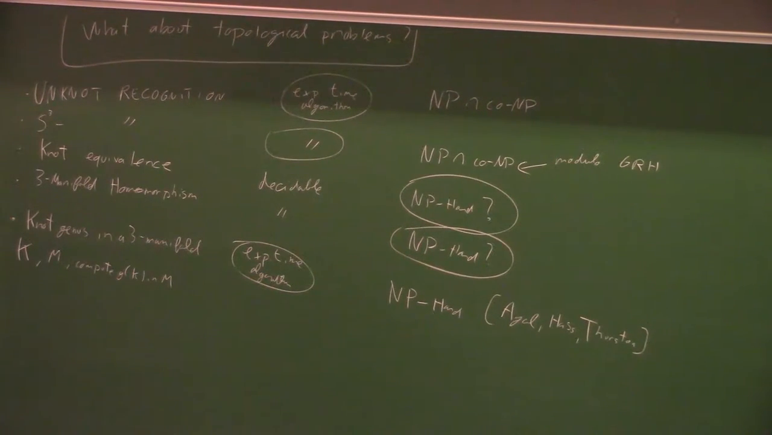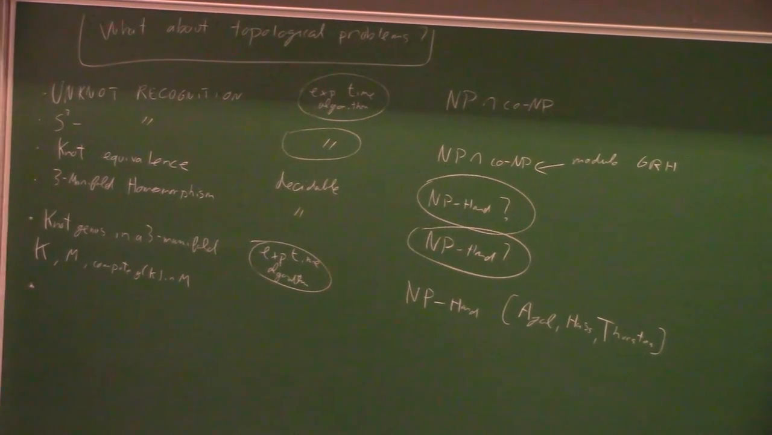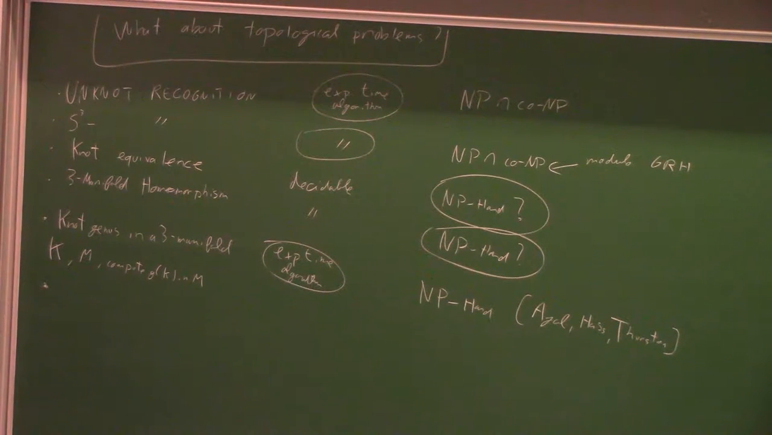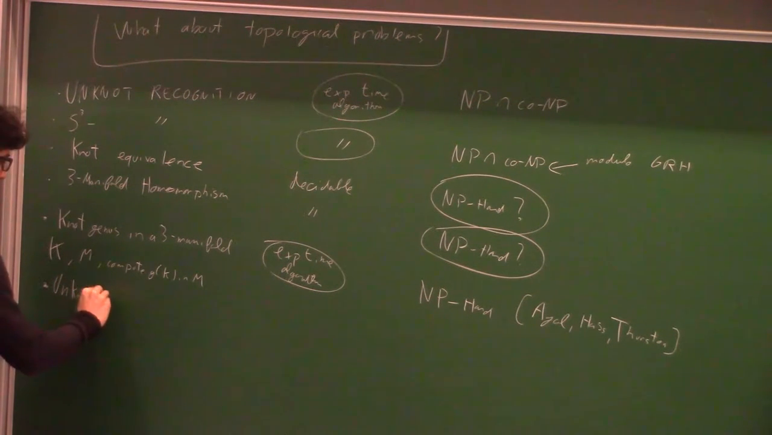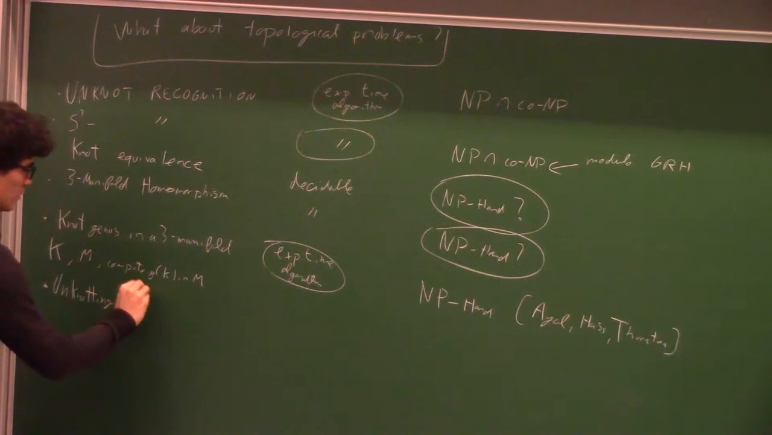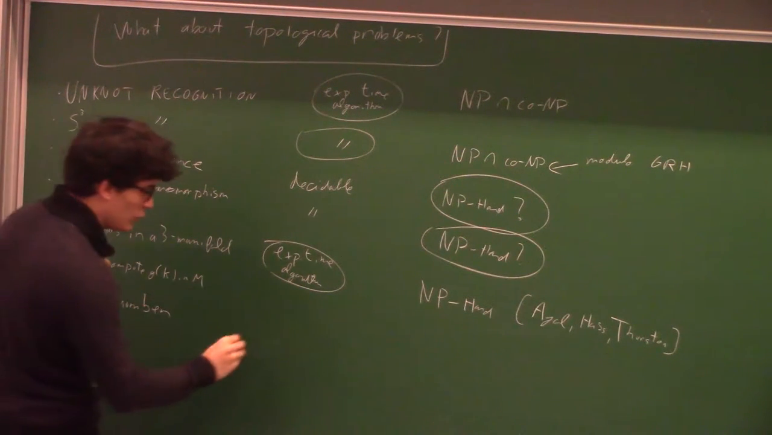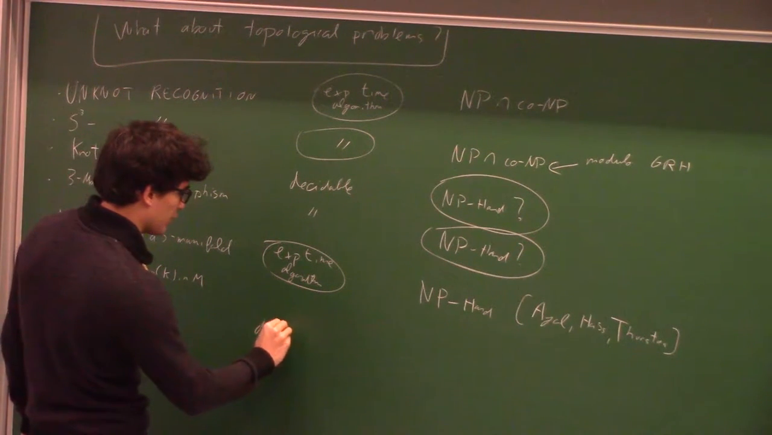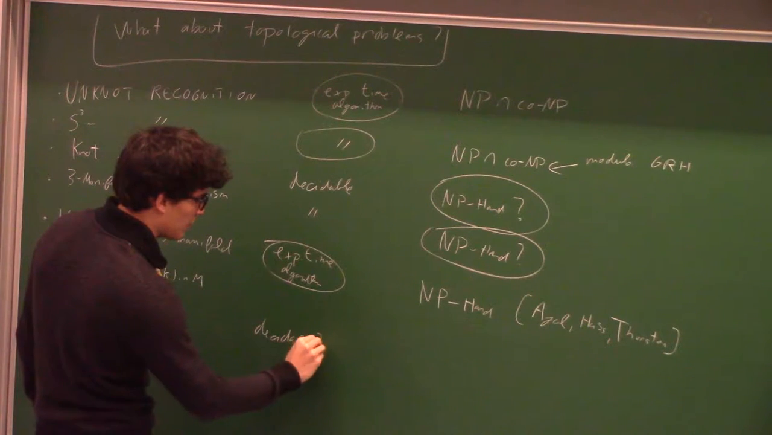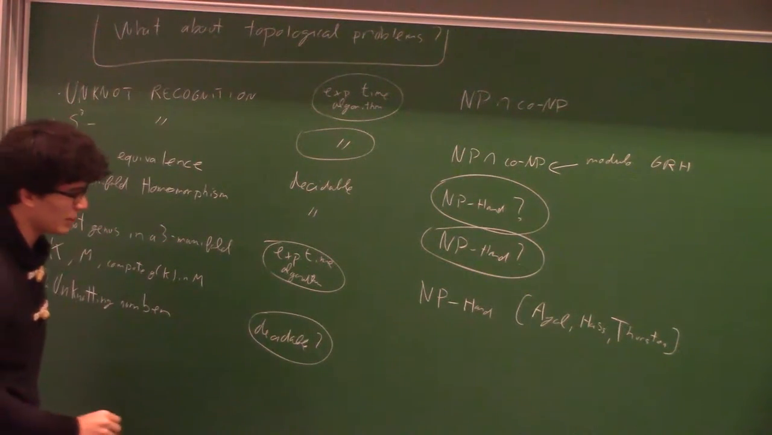And maybe just to complete this picture, we can look at even harder problems, and maybe they're even easier to prove hardness about. Maybe something that is even harder is the unknotting number. This one is not known to be decidable. And same thing, we cannot prove that it's NP-hard, so we cannot even rule out a polynomial time algorithm.